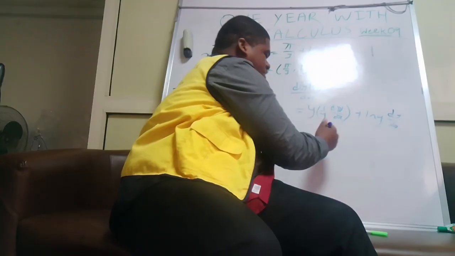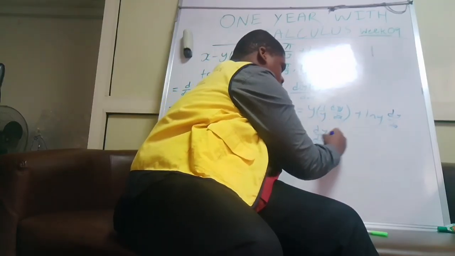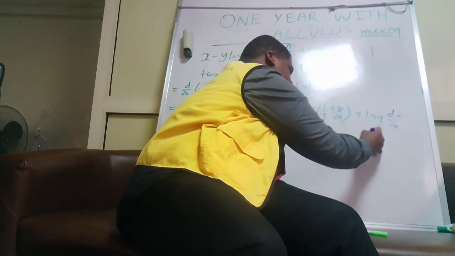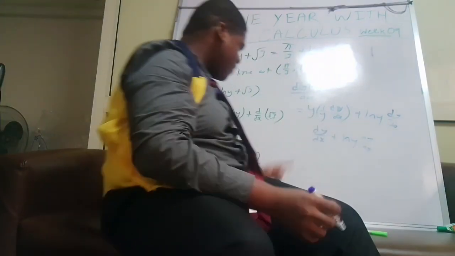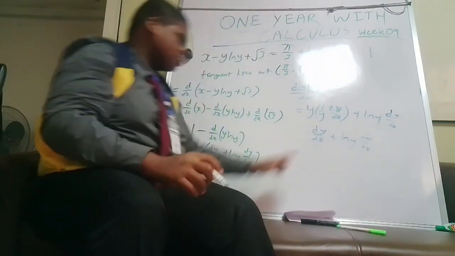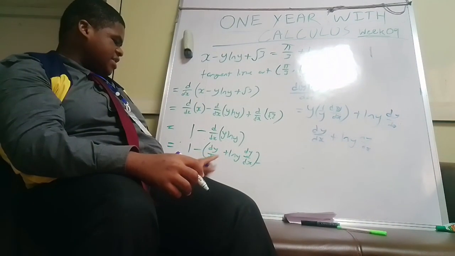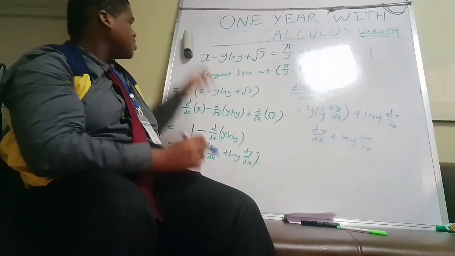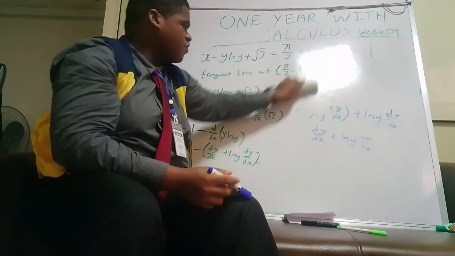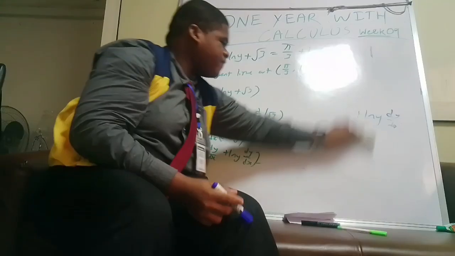So 1 times the dy over dx is also going to be dy over dx plus ln y dy over dx. You can see that we have the same answer: dy over dx plus ln y dy over dx. Good and fine. Let's move on to the next part of the question.